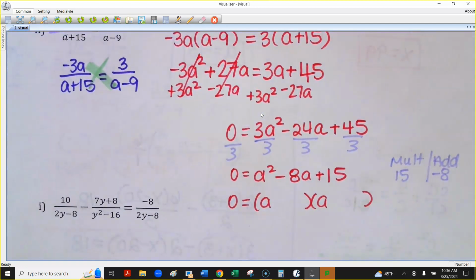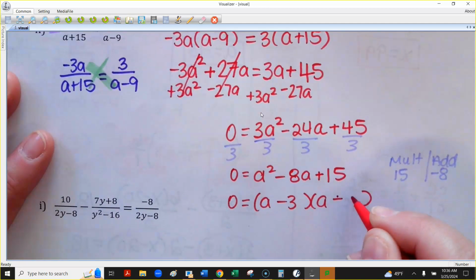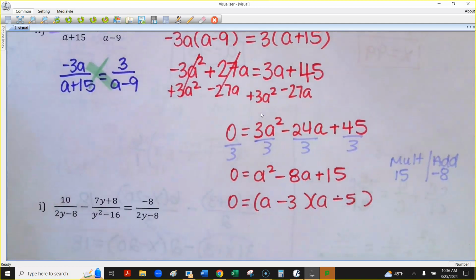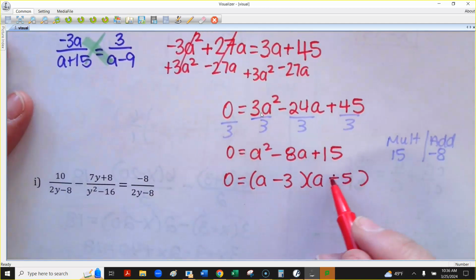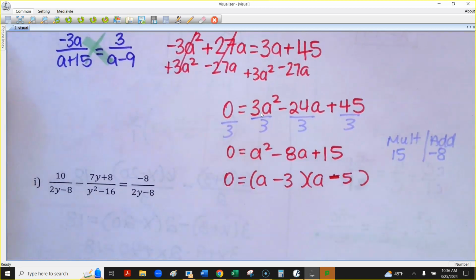Can we think of two numbers that would work for that? Yeah. Perfect. Negative 3 times negative 5 is going to give you positive 15, and then added together, that's going to give you negative 8. Now, what are my actual answers, though?